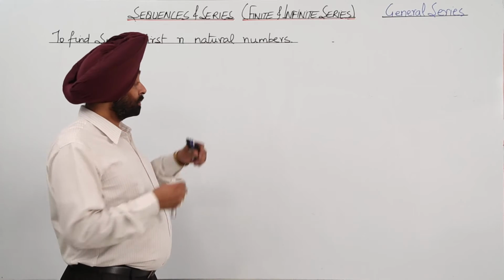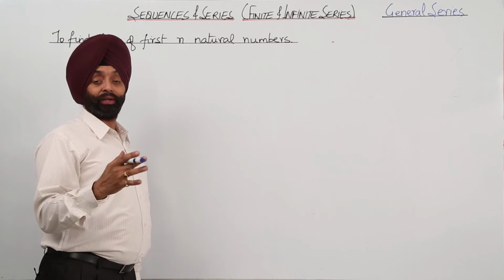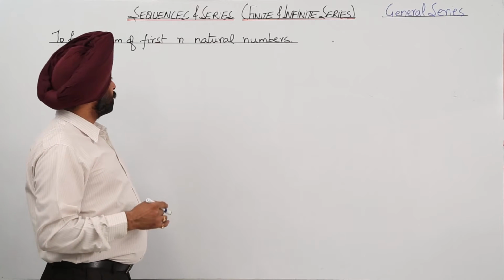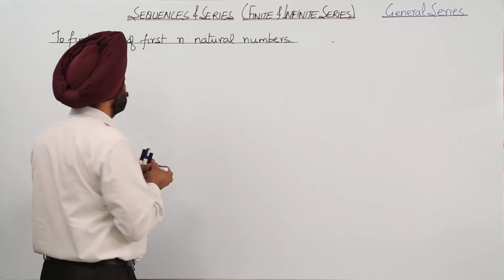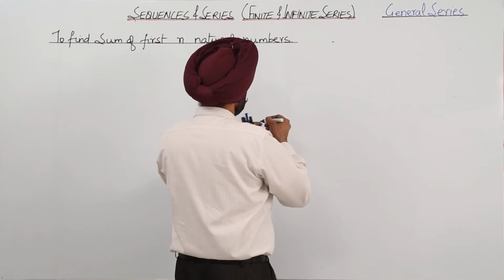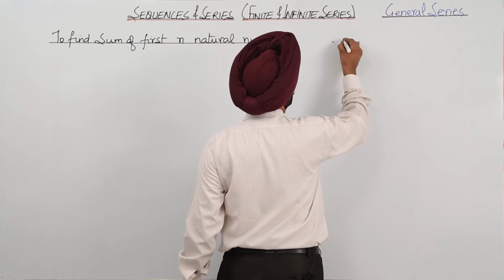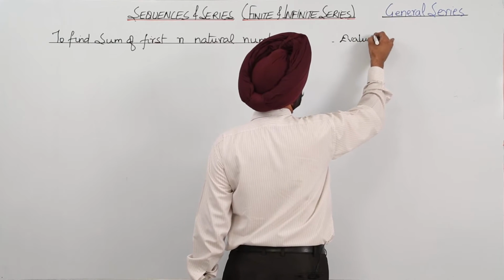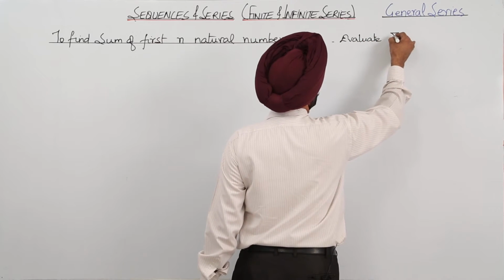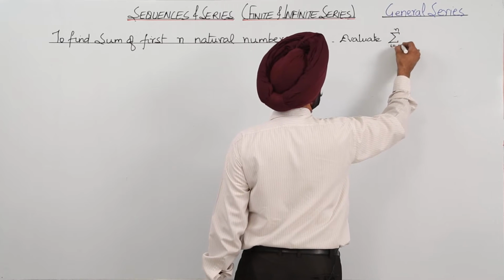Now we are going for the general series. Now here we will be going with 3 different types of series. Now number 1 is to find the sum of first n natural numbers, or we can write it, evaluate summation for n.